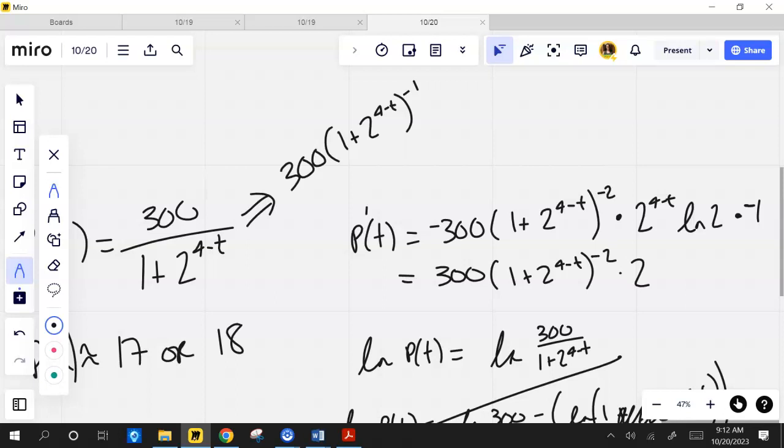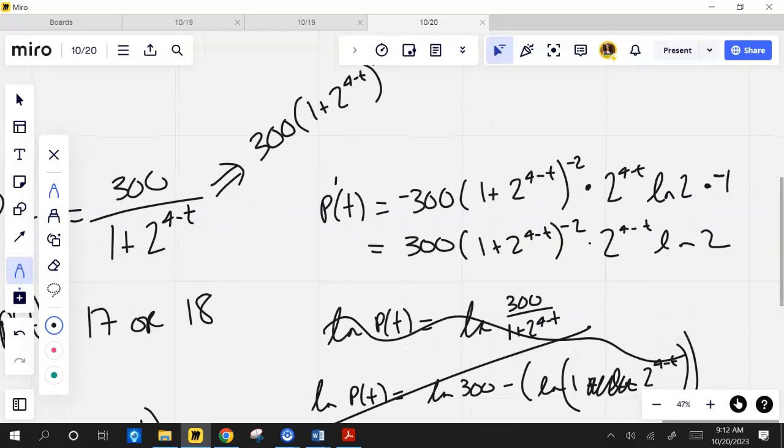And then I've got this 2 to the 4 minus t. I'm not even going to take this any further because it asked me how fast is it spreading after 4 days, right? So I'm going to go ahead and put in a 4 in here. I'm going to find the derivative at 4. I wasn't doing product rule on this one. I didn't have to because 300 was a constant, right?